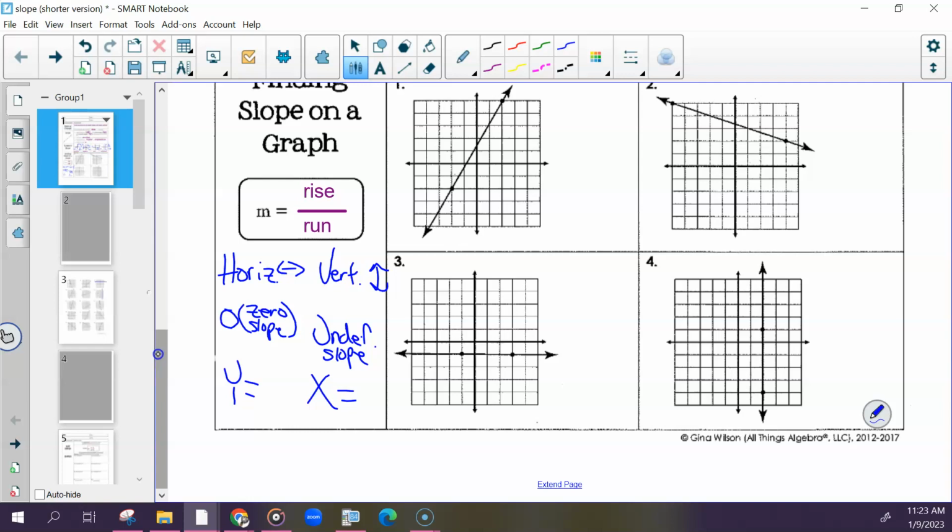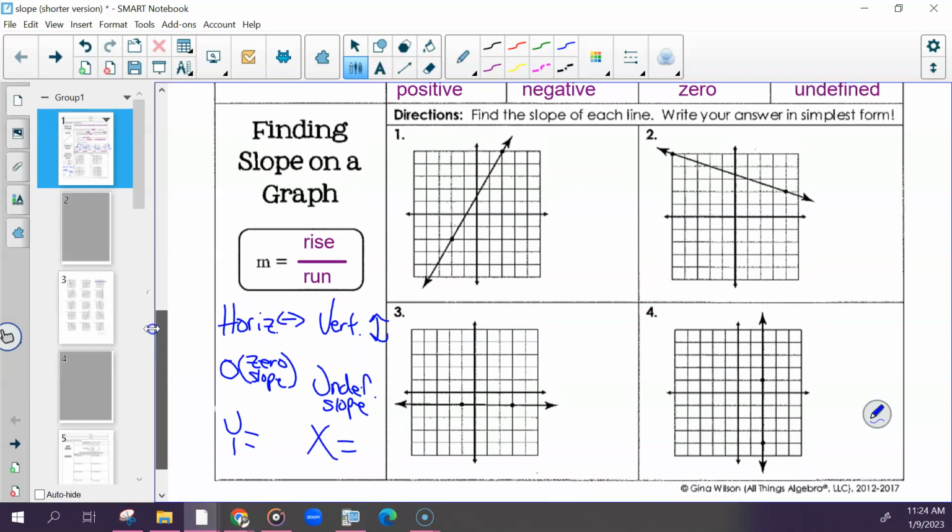So that would be one way to determine your slope. If you know it's horizontal or vertical, you can think about the letters, HOY, VUX. So horizontal, it has to be a 0 slope. Vertical, it has to be an undefined slope. Okay. Then we're going to do these 4 examples and then go on to the next page.